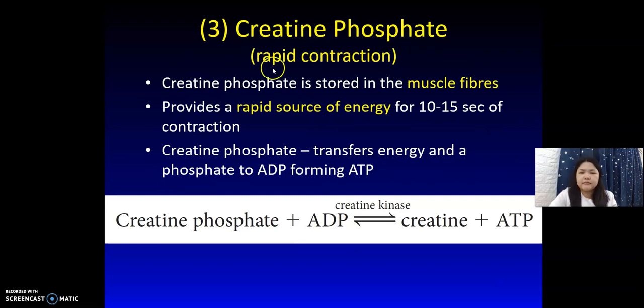Creatine phosphate produces rapid contractions. Creatine phosphate is stored in the muscle fibers. It provides a rapid source of energy for about 10 to 15 seconds of contractions. So how does it work? Creatine phosphate transfers the energy and the phosphate to the ADP, forming ATP. You can see that creatine phosphate transfers one phosphate to the ADP to form the energy molecule ATP.